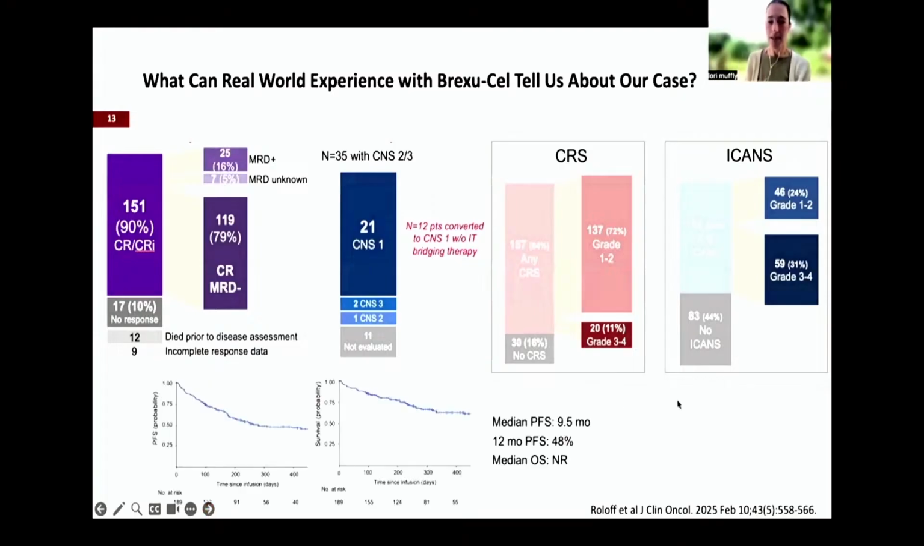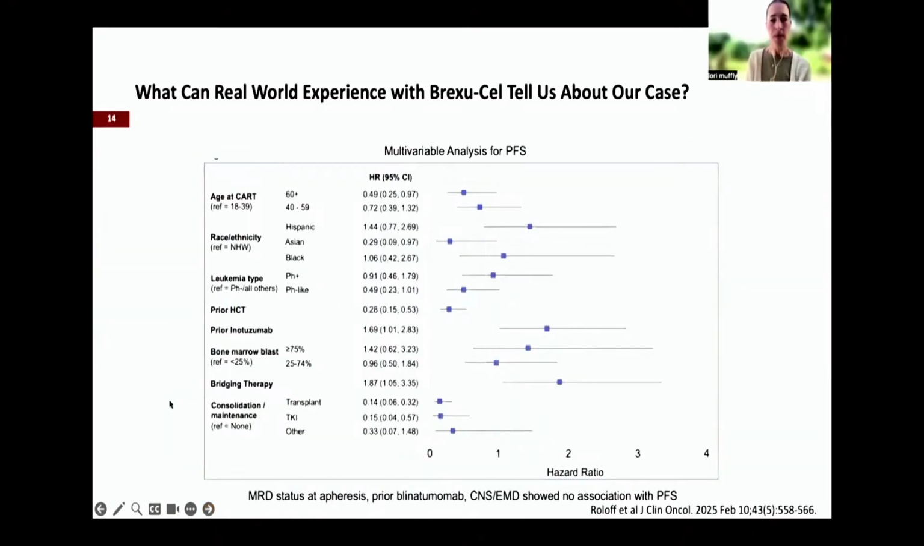Now, when we look at efficacy, this is with a median follow-up of just over a year. The median progression-free survival was 9.5 months. At 12 months, 48% of patients were alive and in remission, and the median overall survival was not reached. So pretty similar to the ZUMA-3 one-year estimates.